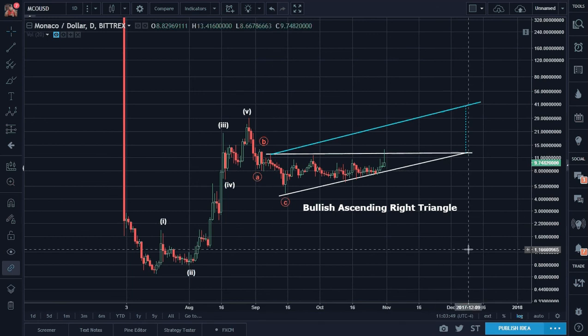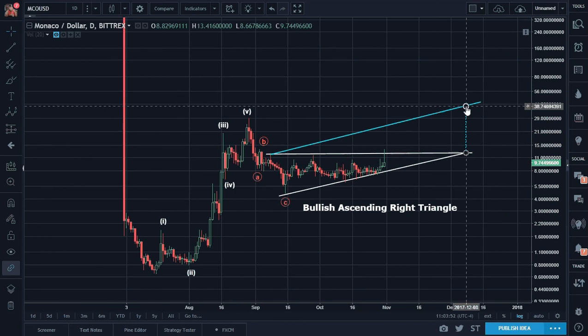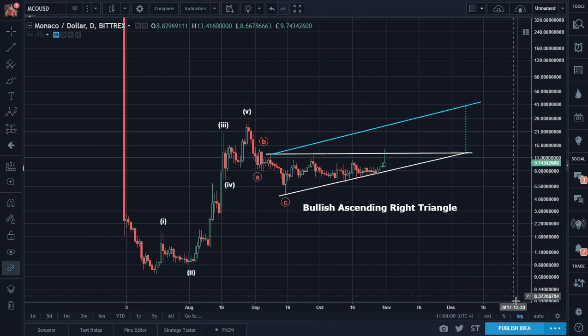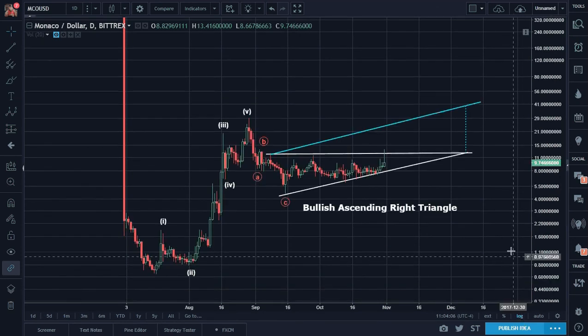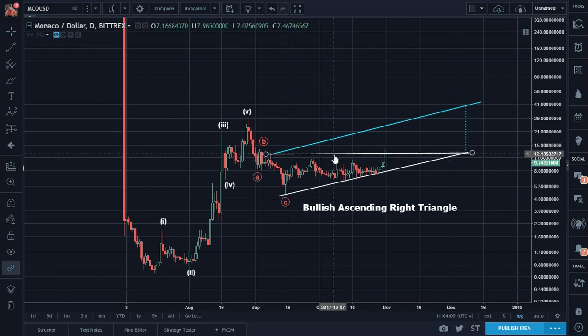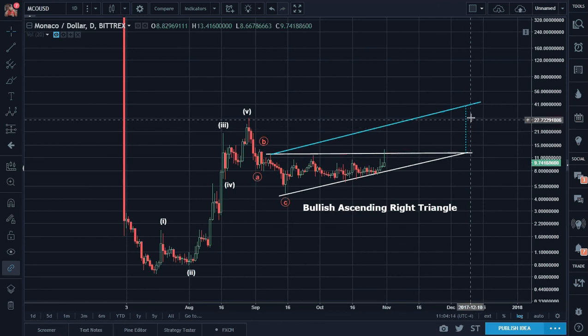So the minimum price trajectory is 38.70, 38.74. Now, bear in mind this is a logarithmic chart. Okay? It's a logarithmic chart. So you need to understand that from a time frame perspective, a logarithmic chart normalizes the price moves more than the linear chart. Okay? Make it 39.14.